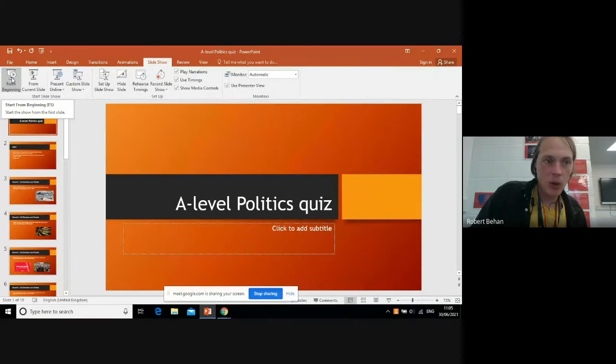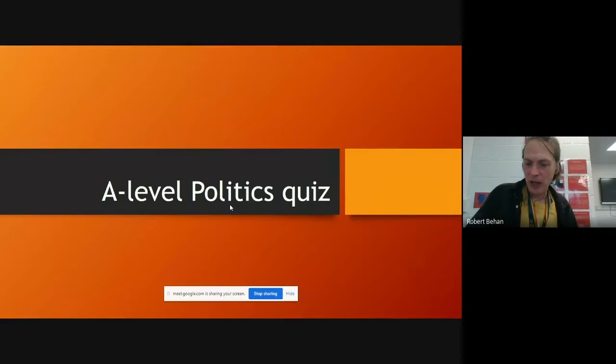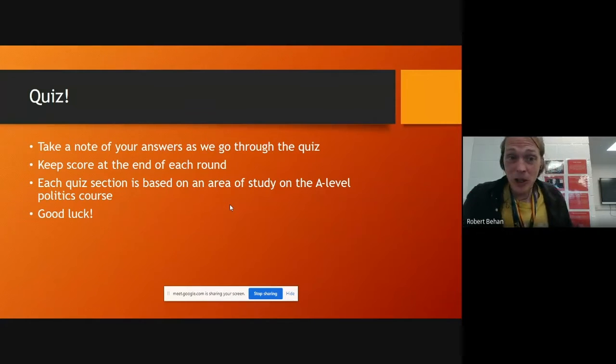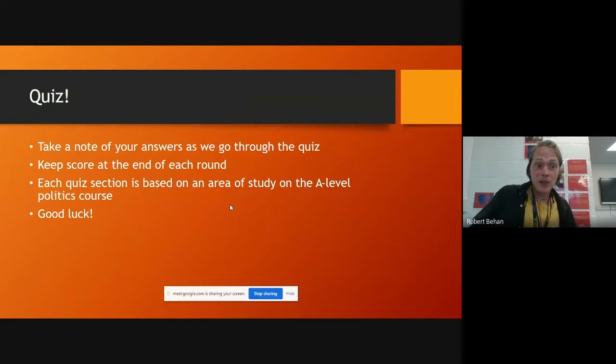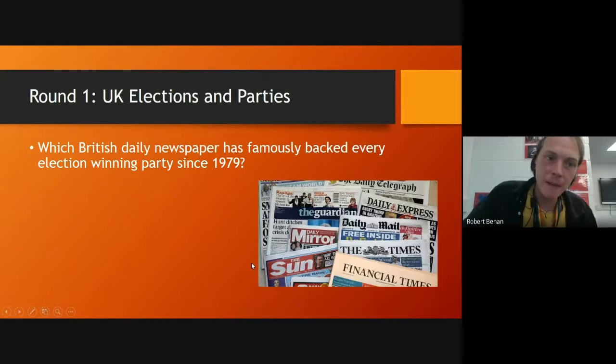You can keep tally, keep score as you're going along. Take a note of your answers as we go through the quiz, and at the end of each round we will tally up the answers. Each quiz section, like I say, is based on an area of study on the A-level politics course. Good luck. Right, the first round is on UK elections and UK political parties.